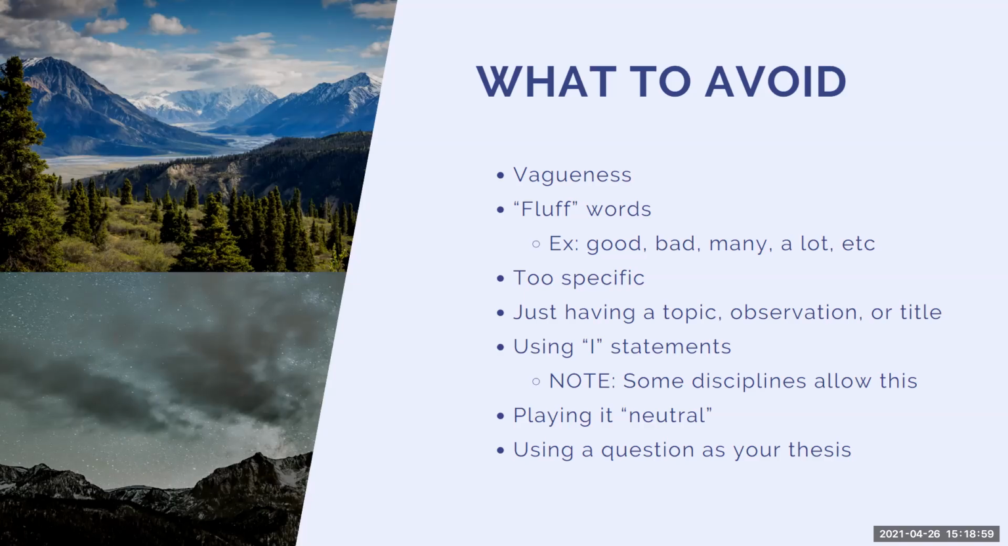You also want to avoid just having a topic, observation, or title as your thesis. So again, you want to make sure that it has all three parts: the subject, the argument, and the reasoning. When you just have a topic, you're just claiming the subject. When you just have an observation, you have the subject and the argument or claim. And when you just have a title, that might not even be a complete sentence. So you want to make sure that you have all three parts of a thesis statement in order to avoid having just a topic, observation, or title.